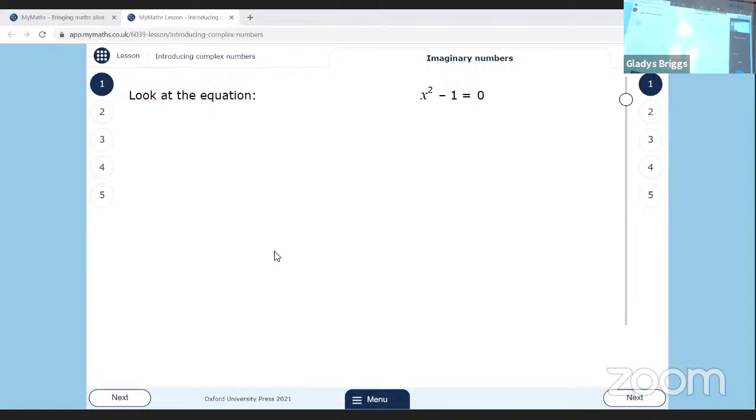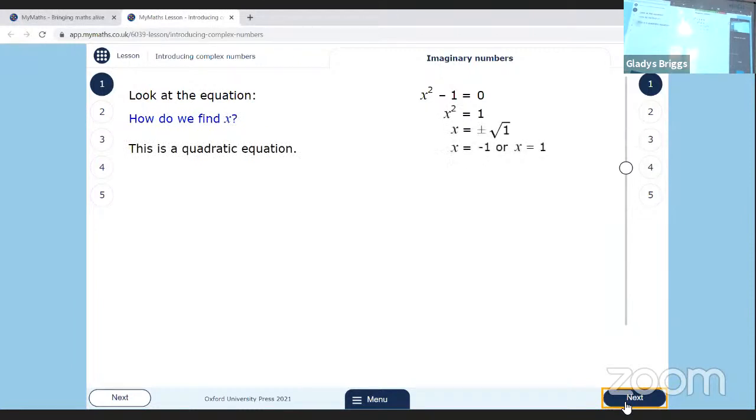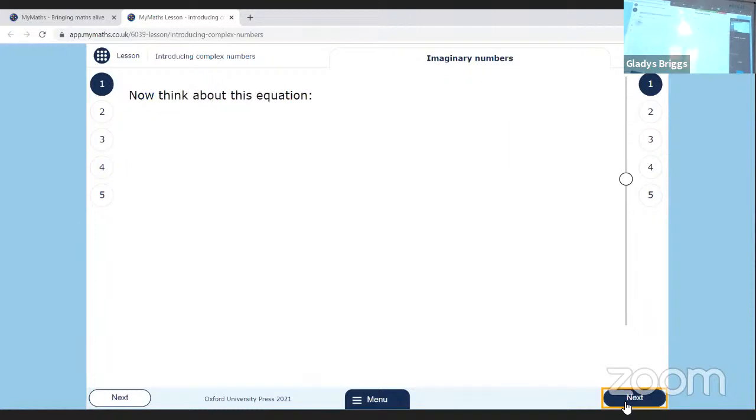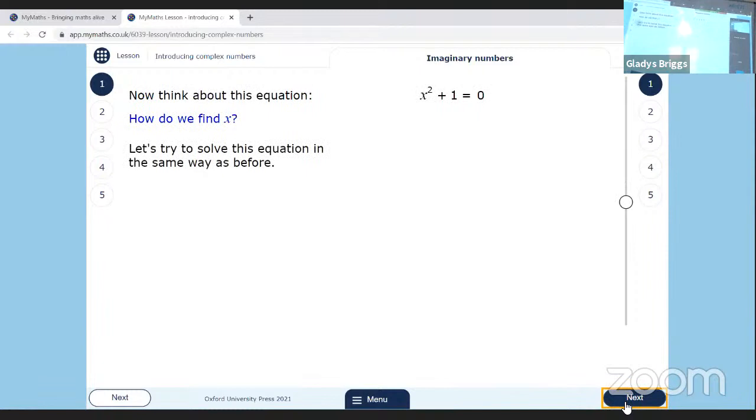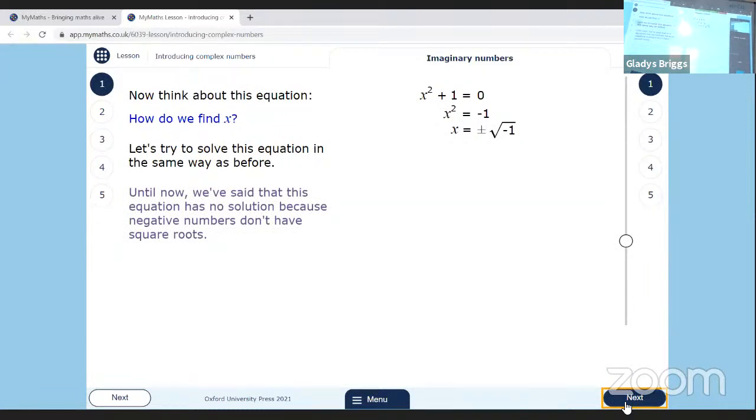Okay, so it says to look at the equation, yeah? x squared minus 1 is equal to 0. It's a quadratic equation. x squared is equal to 1, so x is equal to plus or minus the square root of 1. x is equal to -1 or x is equal to 1, yeah? Those are the solutions. Now think about this one, x squared plus 1 is equal to 0. How do we find x? Let's try to solve the equation. x squared is equal to -1. x is equal to plus or minus the square root of -1, yeah? Until now, we said that this equation has no solution because negative numbers don't have square roots, yeah? If we imagine that i squared is equal to -1, then we can solve the equation: x is equal to -i and x is equal to i, yeah?